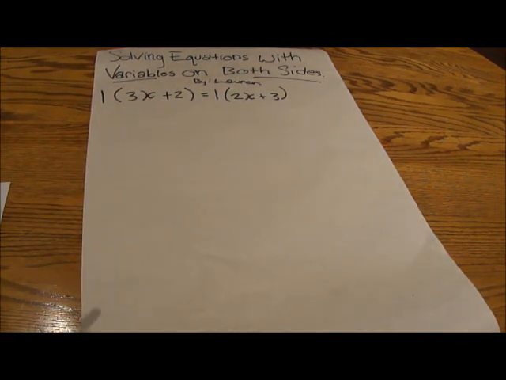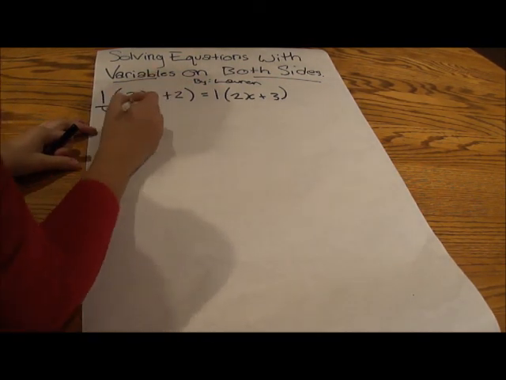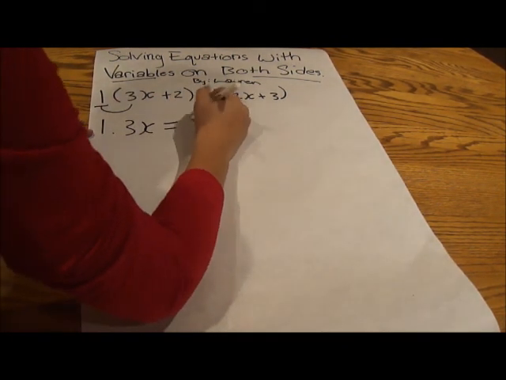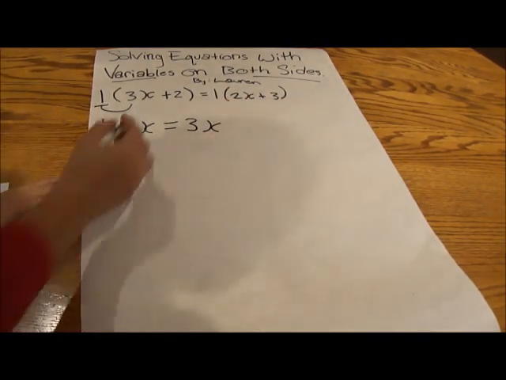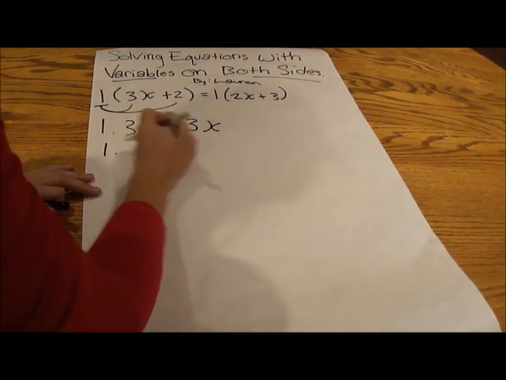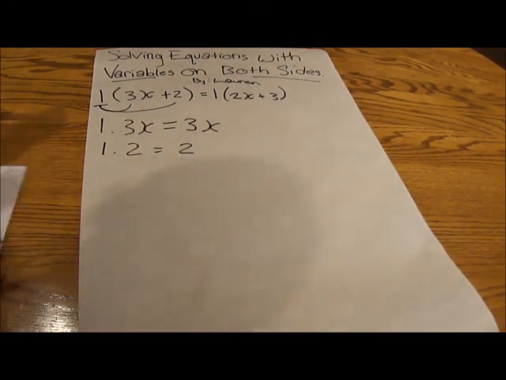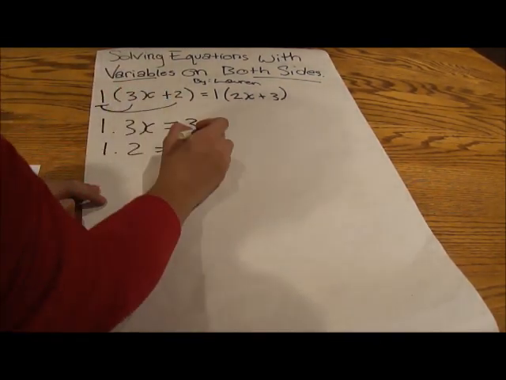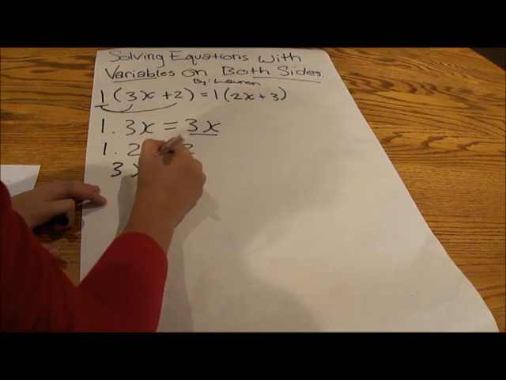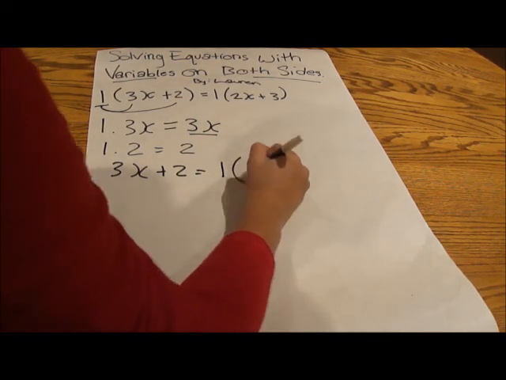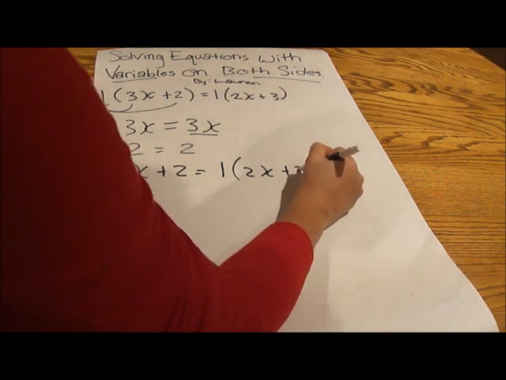We always have to start with the distributive property. So we start with 1 times 3x, which equals 3x. And then we have to do 1 times 2, which equals 2. And now we have to put that redefined equation together. So 3x plus 2. And it equals 1 open bracket 2x plus 3.